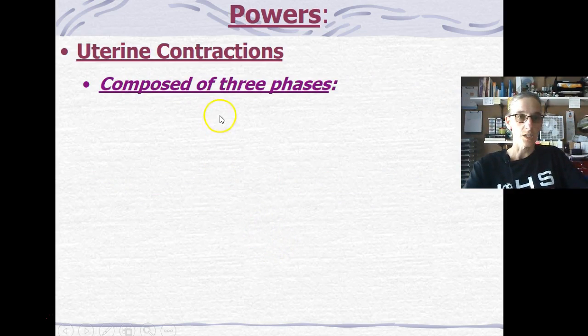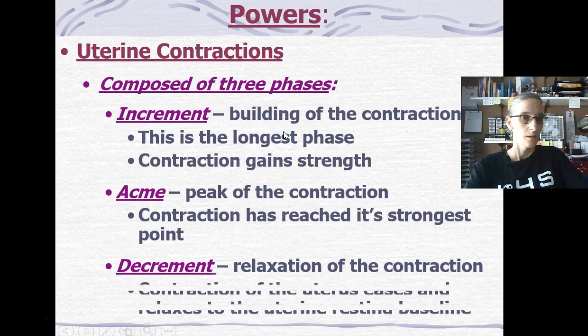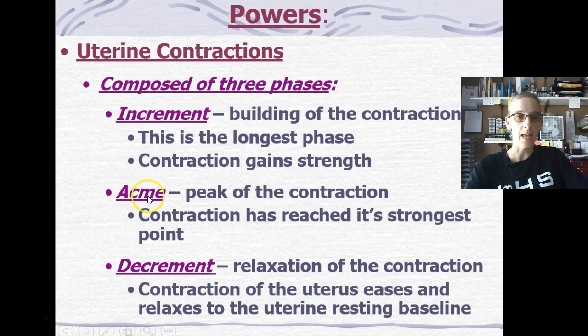So powers, uterine contractions, they're composed of 3 phases. So this is increment, acme, and decrement. Your IAD. Increment is building of the contraction. This is the longest phase. The contraction strength gains as we go through increment. When we hit acme, we've hit the peak of the contraction. The contraction's reached its strongest point. And decrement is relaxation of the contraction. So contraction of the uterus eases and relaxes, to the uterine resting tone baseline.